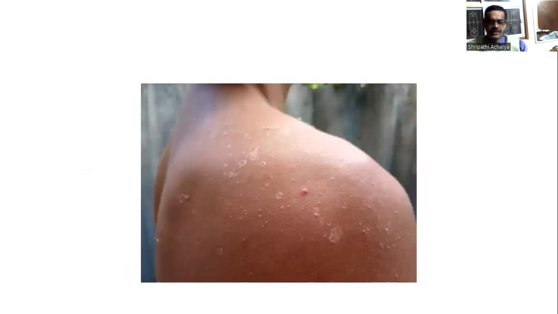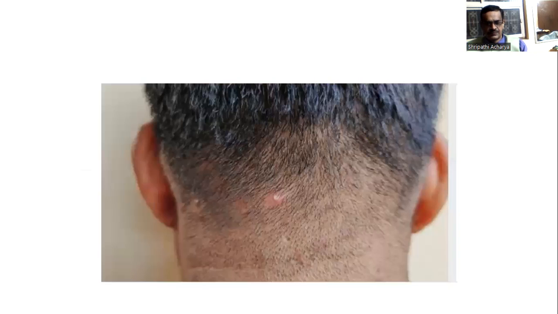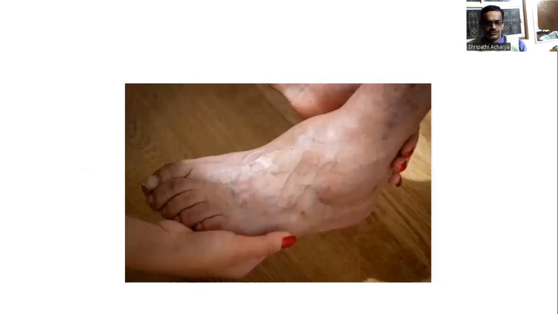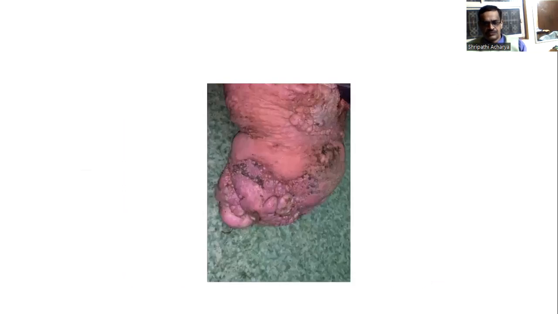Here you see there are some areas in the back that are hyperpigmented, and if you take the history carefully, there will be anesthesia or paresthesia in these areas. Here also in the back of the neck, there are areas of hyperpigmentation. You can see here muscle paralysis, and hyperpigmented areas, and wrist drop is seen.